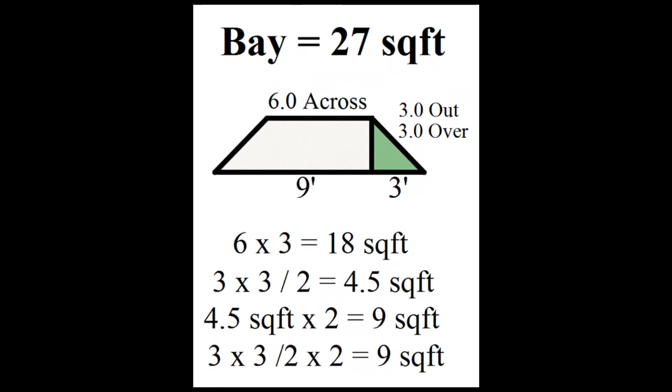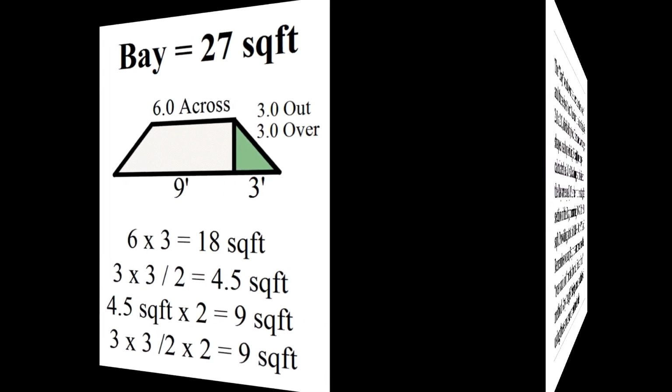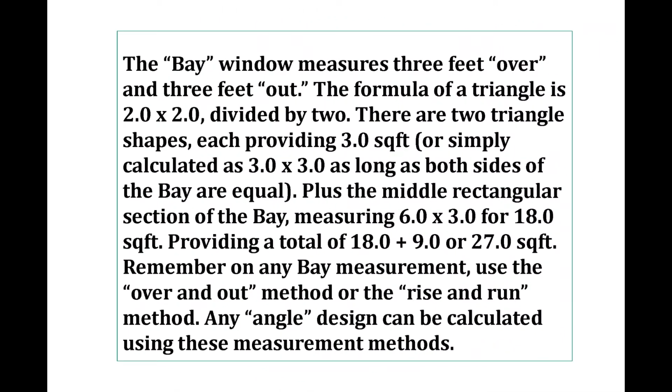Alright, if you look at the math on this bay window, we've got a total of 27 square feet. We've got 6 by 3 for 18 square feet. Then we've got 3 by 3 divided by 2, or 4.5 square feet in each triangle. Well, we've got 2 triangles, so we've got 9 square feet total in there. So it's not a complicated measurement. Just take your time and think about them.